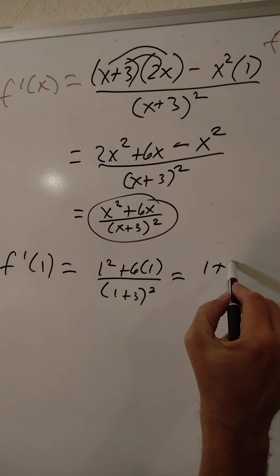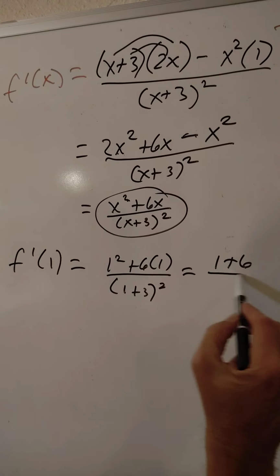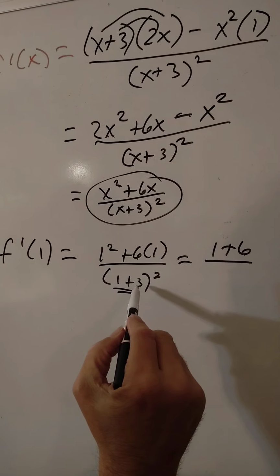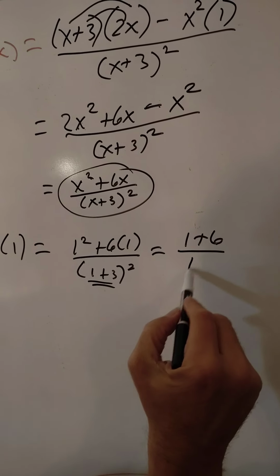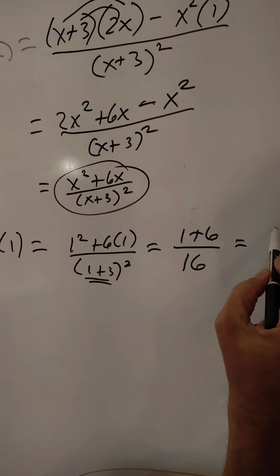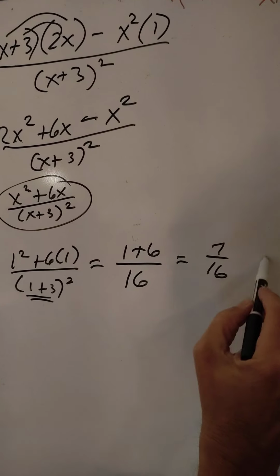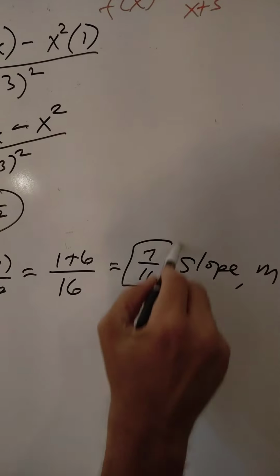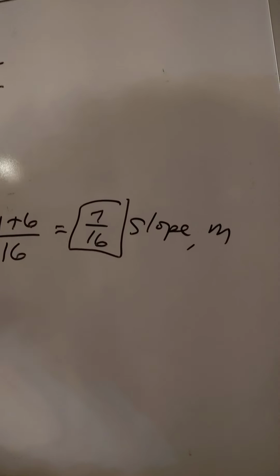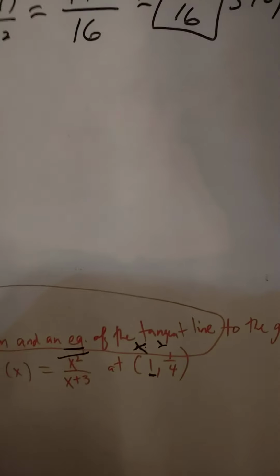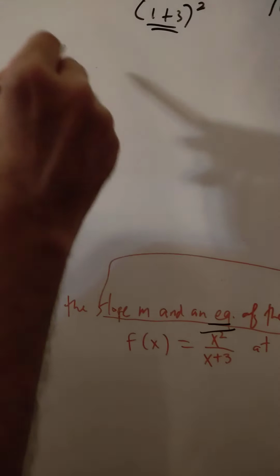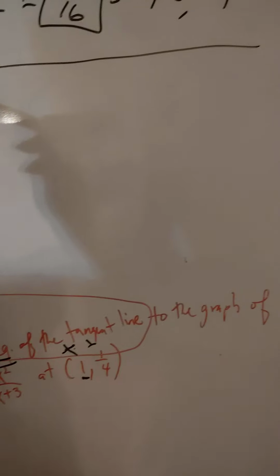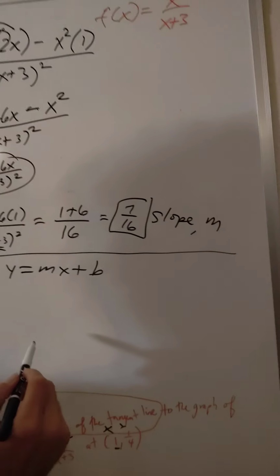Simplifying, we get 1 plus 6 times 1, over 1 plus, do the work in the parentheses. 1 plus 3 is 4. And what's 4 squared? 4 times 4 is 16. So we get 7/16. So this is my slope m. 7/16 is the slope of the tangent line. So now they want us to write the equation. To write the equation of a tangent line, remember all lines can be written in this form. Y equals mx plus b.